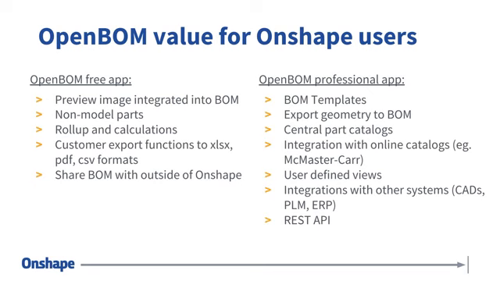And moving to the professional app, there are a lot of additional features that you can get if you decide to go with the professional app. Like we support BOM templates. Also sounds simple, but important. The BOM will come all the time the same as you define it, with the right column orders and values. We can export geometry to BOM. Cut list is one of those functions that's very often used for this purpose. The geometry is useful. OpenBOM has a central catalog, part catalog function, integration with online catalogs. We'll speak about this later.